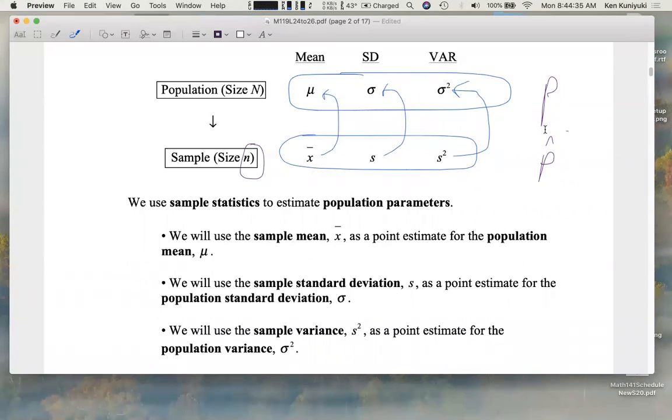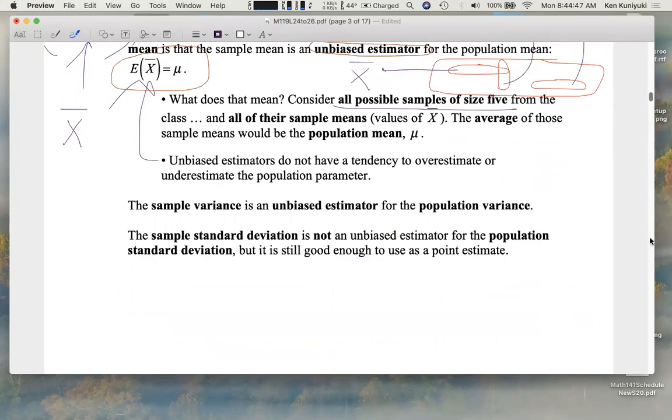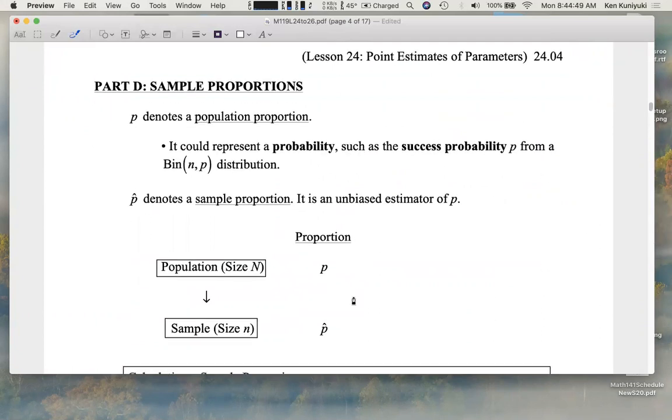Now we're going to use p hat, a sample proportion or probability, to estimate p, a population proportion or probability. So this is now the fourth column in our table. We're going to let p denote a population proportion, although it could also represent a probability, such as the success probability p from a binomial n, p distribution.